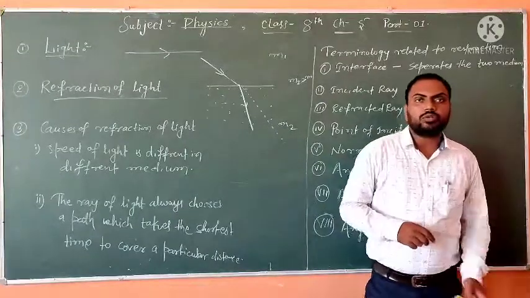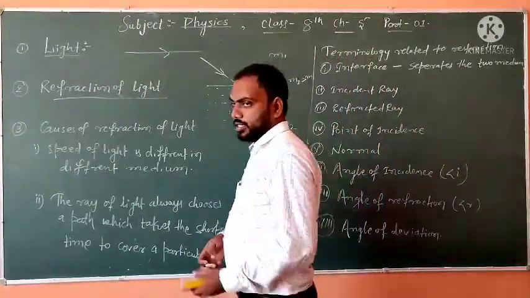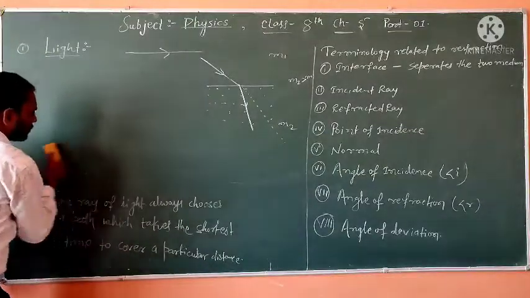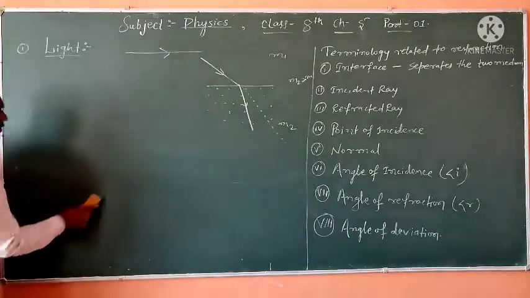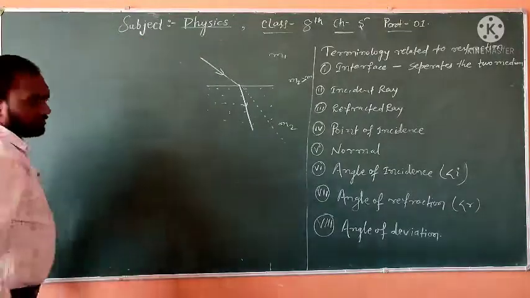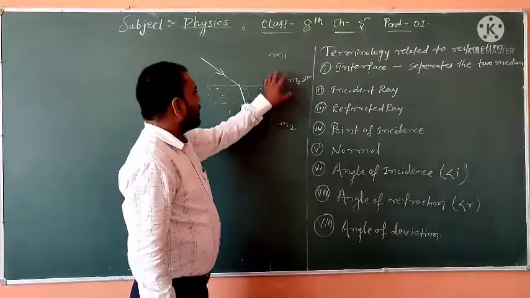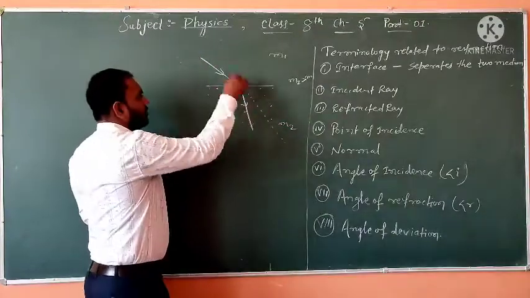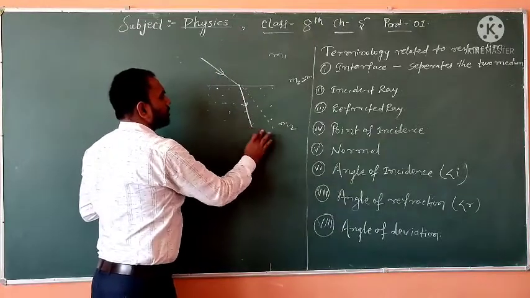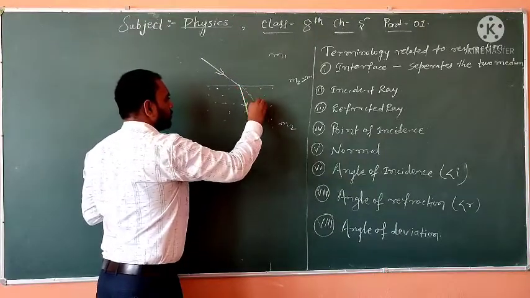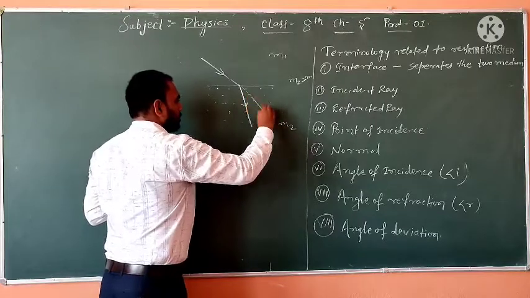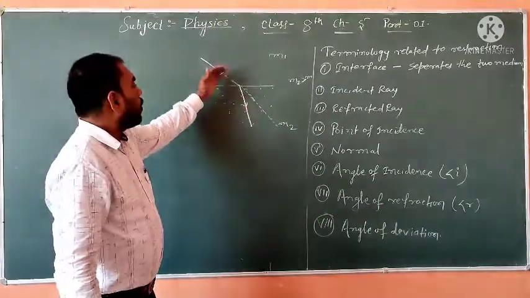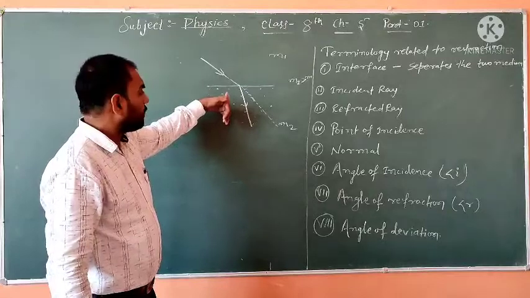Now I am coming to terminology related to refraction. As I have mentioned, M1 is a rarer medium, M2 is a denser medium. When light passes from rarer medium to denser medium, light bends. Okay, why does it bend? It is the cause of refraction here.